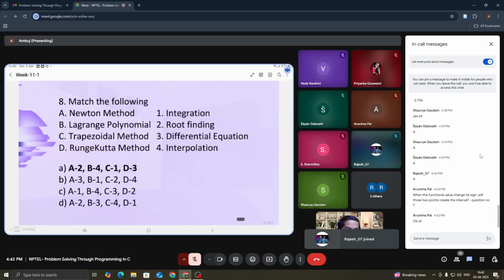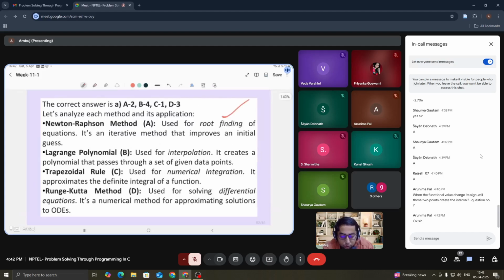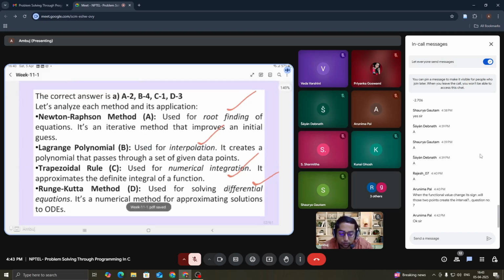Yes, indeed, you all are correct. The correct option is A only. The Newton-Raphson method is used for root finding. The Lagrange polynomial is there for interpolation. The trapezoidal rule is for numerical integration, calculating the definite integral value, the area under the curve. The Runge-Kutta method is used for solving the differential equation. We have already solved the differential equation using this particular RK4 method. The correct option would be A only. Nothing new here. Nothing much to explain.